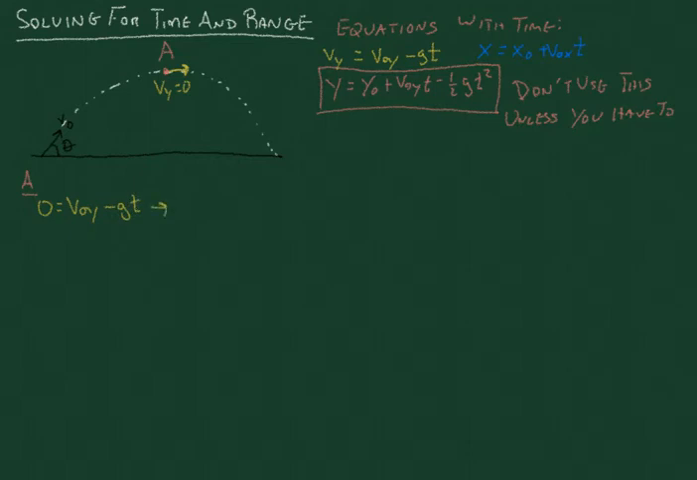And of course v0y is just v0 sine theta. So in other words, if we call the launch t equals 0, the time to get from when we launched it to point A is just v0 sine theta divided by g.